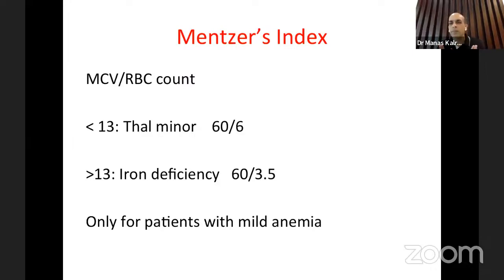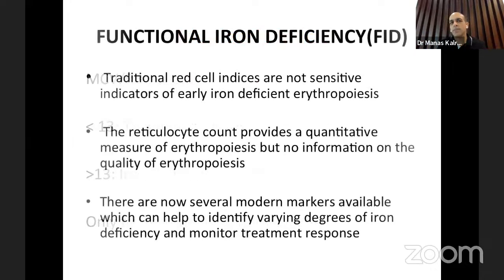Please remember, don't use Mentzer index if the patient has severe anemia. A Mentzer index has to be used only when you have mild anemia. I often see residents jumping to calculate Mentzer index when a patient comes with a hemoglobin of 7. It is not relevant. It is only for mild anemia. So if you have iron deficiency plus thalassemia minor both leading to severe anemia, don't look at Mentzer index. Calculate it later when you have corrected the iron deficiency, and then you'll get the real value.